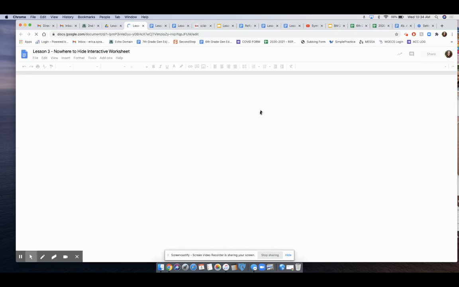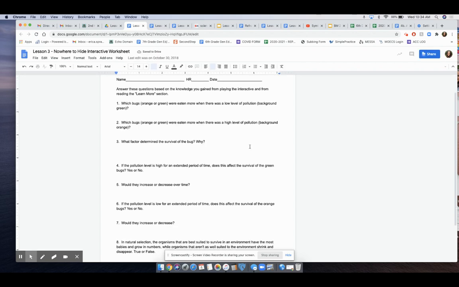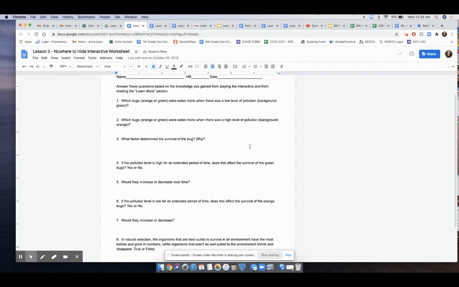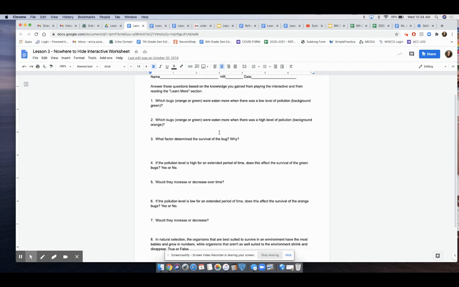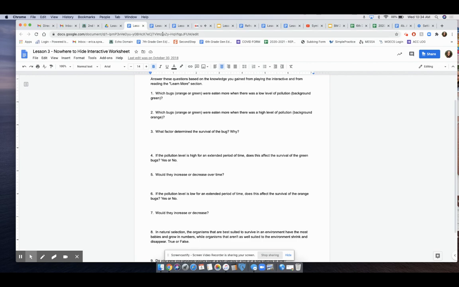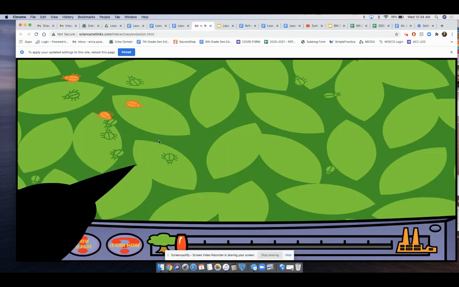This one looks like this. And again, it's not one that's super easy to type into, but you can turn this in online if you need to. And it's just asking you about what you saw while you played the interactive Nowhere to Hide. And I thought it was PBS, but it looks like it's ScienceNet links.